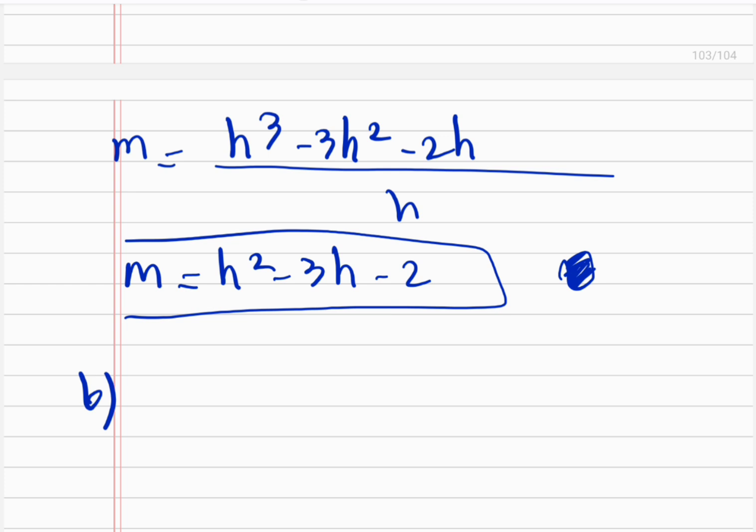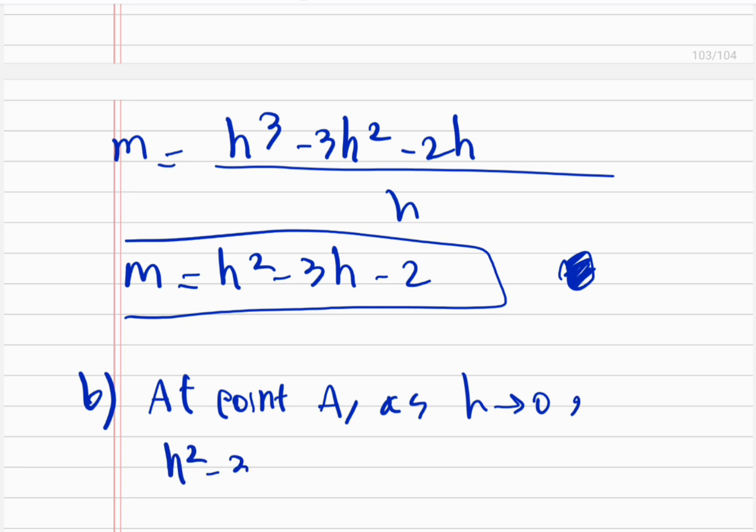So we can just simply say at point A, as h tends to 0, then h squared - 3h - 2 tends to -2, because h squared and -3h just tend to 0, and then we'll only get -2 at the end. So yeah, the gradient is equal to -2.